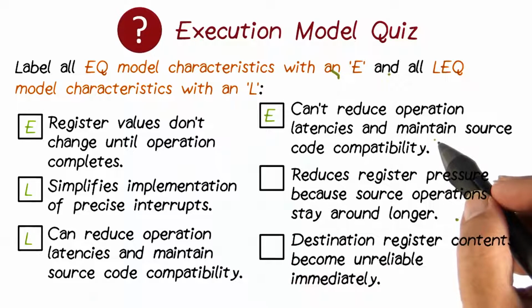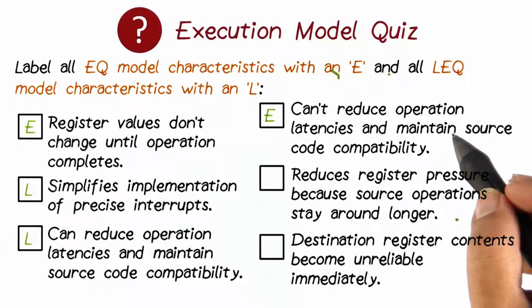Now let's look at the reverse of this particular statement. Can't reduce the operation latencies or maintain source code compatibility. Is it EQ or is it LEQ? The answer here is EQ. Why is it EQ? Because even if the operation is somewhat completed in an earlier number of cycles, it stalls and doesn't commit until those many cycles elapse, and therefore the values will not be seen in those registers until that particular latency is completed.